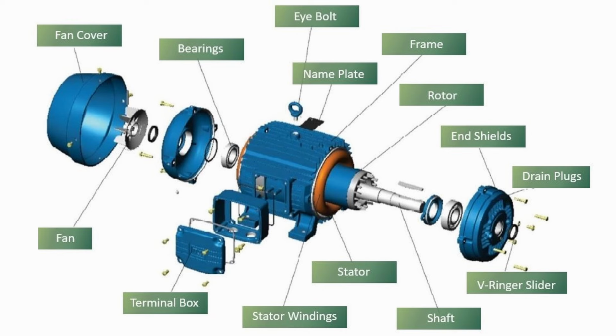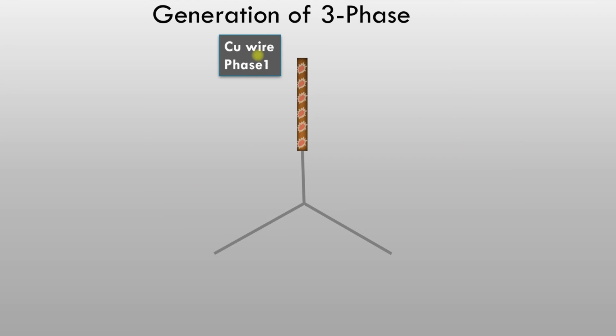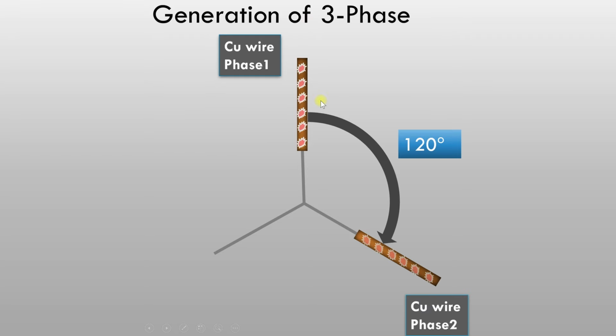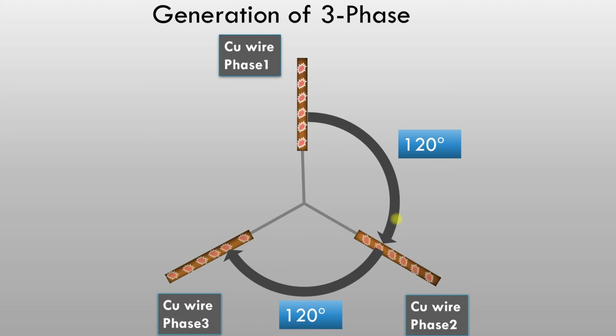Then we'll see how it's consumed by a three-phase AC induction motor. So here you can see there is a copper wire. It has free electrons. And we have another copper wire. It is mechanically 120 degrees with respect to the first copper wire. Then we have another copper wire which is 120 degrees from the second copper wire. So all three copper wires are at 120 degrees with each other mechanically.